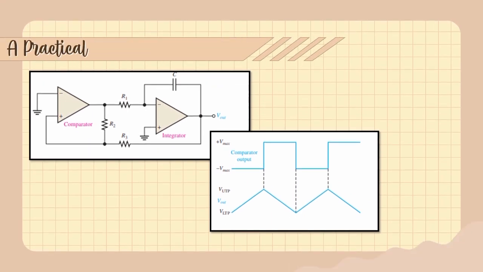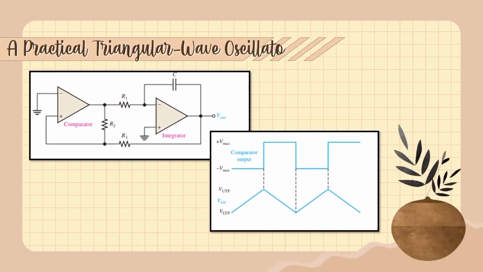One practical implementation of the triangular wave oscillator utilizes an op-amp comparator with hysteresis to perform the switching function, as shown in figure 16-28. The operation is as follows. To begin, assume that the output voltage of the comparator is at its maximum negative level. This output is connected to the inverting input of the integrator, producing a positive going ramp on the output of the integrator. When the ramp voltage reaches the upper trigger point, the comparator switches to its maximum positive level.